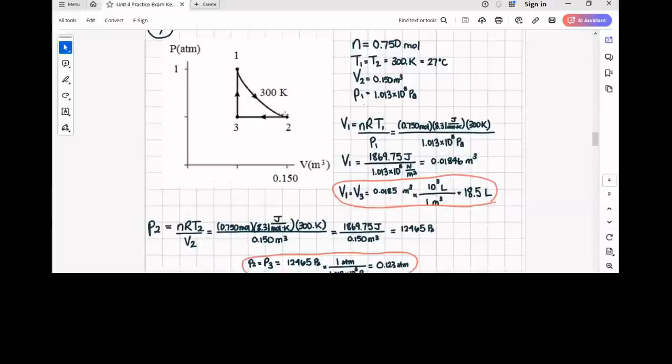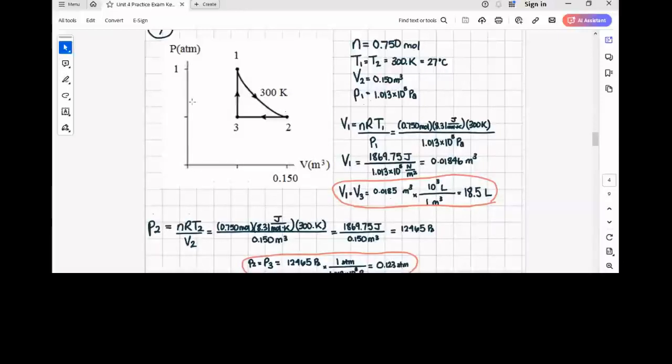We know everything there is to know about state 1. We can move on to state 2. And I know everything except the pressure in this scenario because the isotherm tells me that T2 is also 300 Kelvin, and we were told that the initial volume in cubic meters is 0.150. Solving the ideal gas law for P2 now will give us a pressure that's in pascals, and it is 12,465 pascals. So that's less than 1.013 times 10 to the 5 pascals.